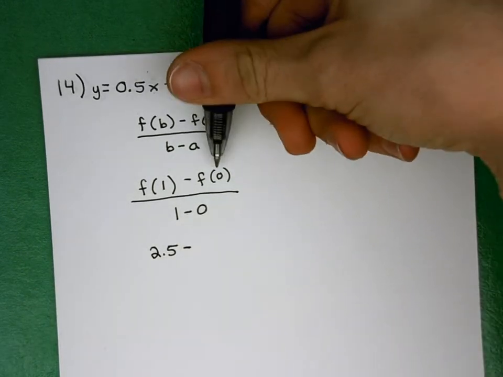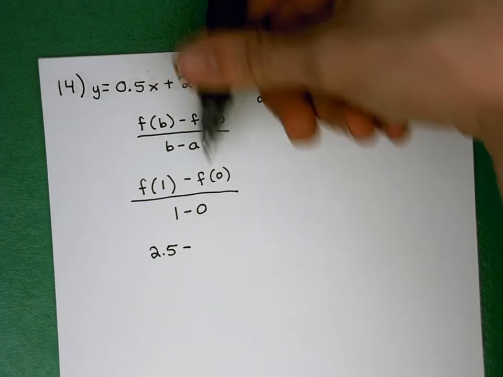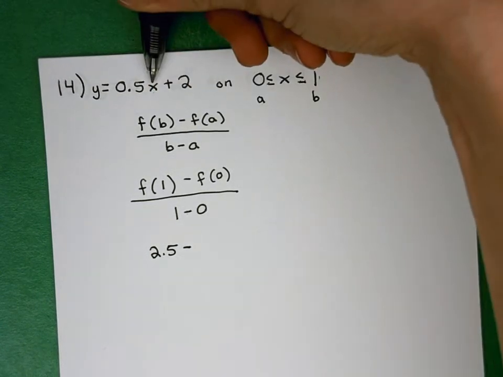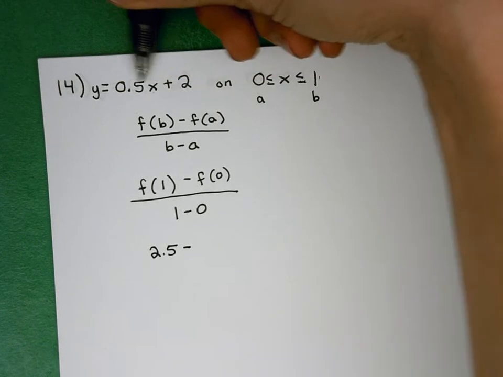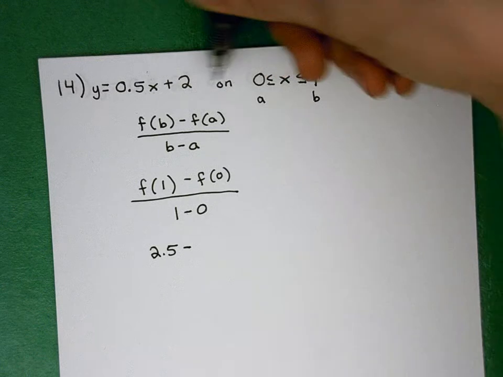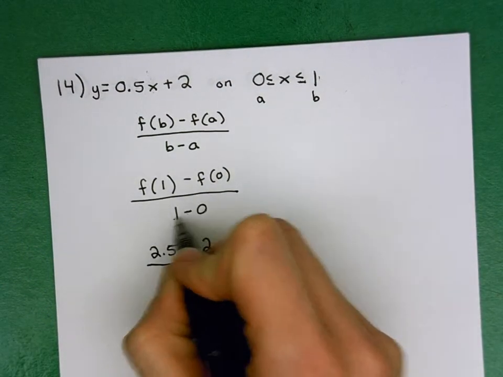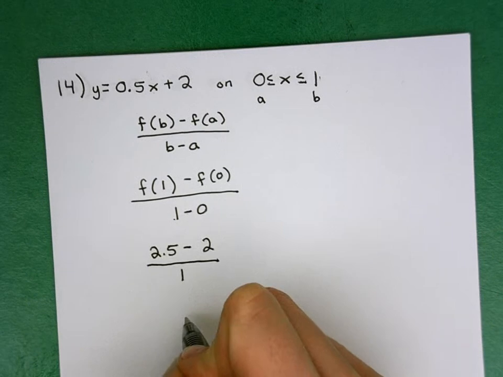And then I'm going to do the same thing for the 0, because when you see f of an x value, it's telling you to take that x value and put it in here. So we're going to take that 0 and put it in for x, and we get 0.5 times 0 plus 2. And I get 2. All over 1 minus 0, which is 1.